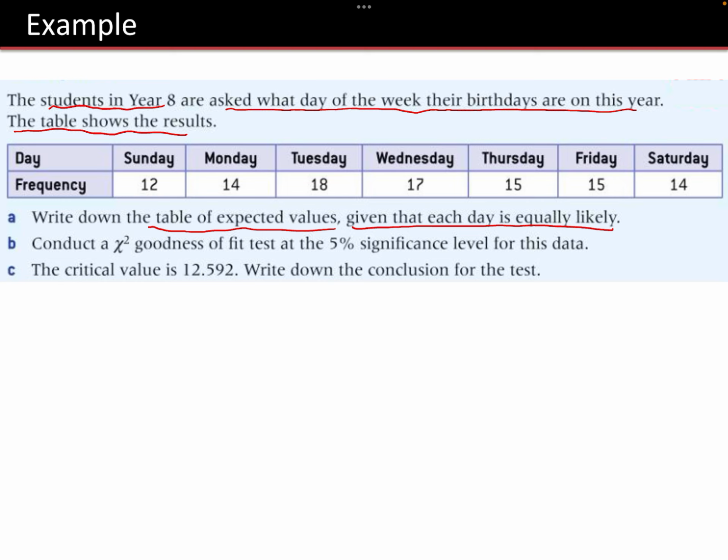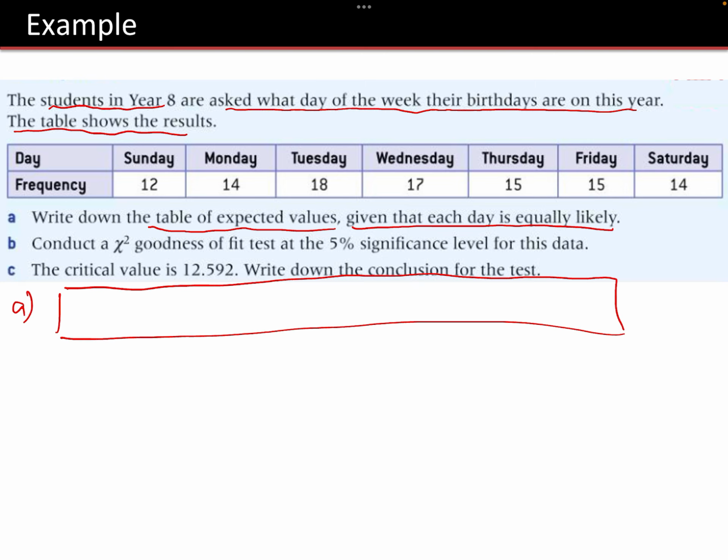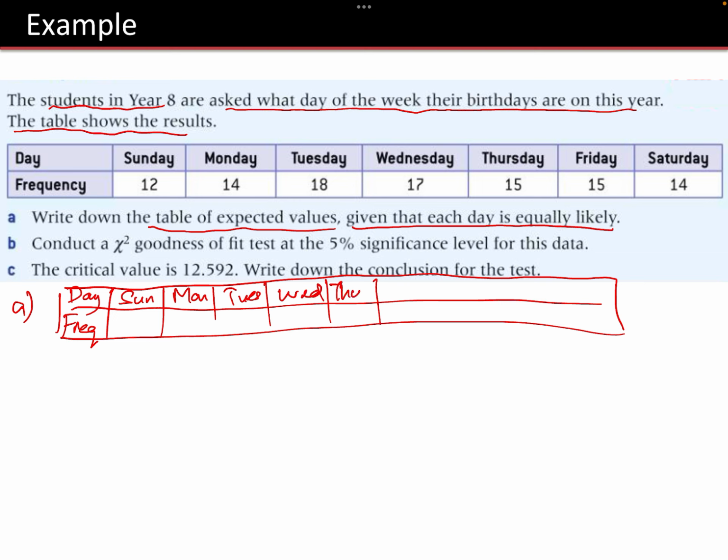So if we create a table of the expected values from what the question is asking, I'll draw a little table first. I'm going to have day, and I'm going to have frequency in this case. So we have Sunday, Monday, Tuesday, Wednesday, Thursday, Friday, Saturday, and of course we have Sunday.